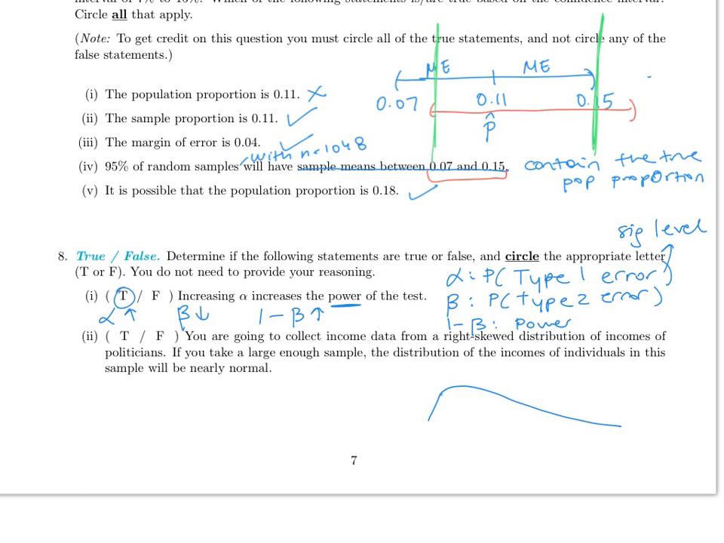So if, instead of recording incomes of individual people, we take a large sample of politicians where the distribution is right skewed, find their mean, save that number, do another one, save that number, and you build up these means, that sampling distribution according to the central limit theorem will be nearly normal, but the individual samples are still going to reflect their parent population.